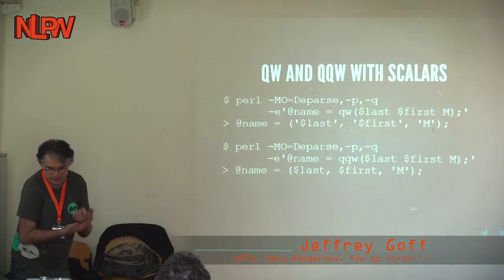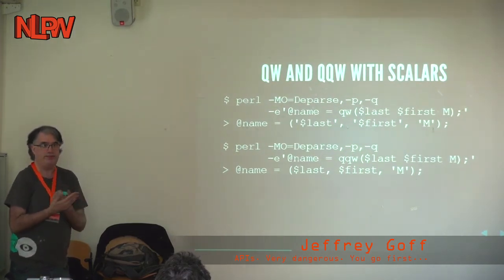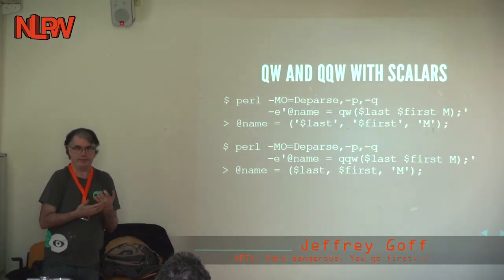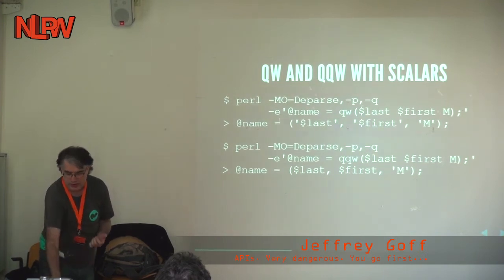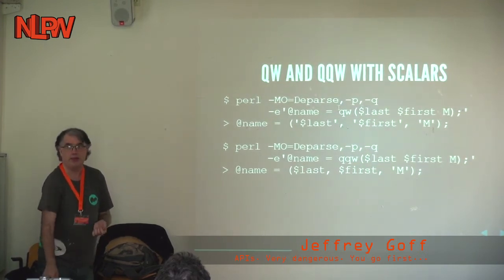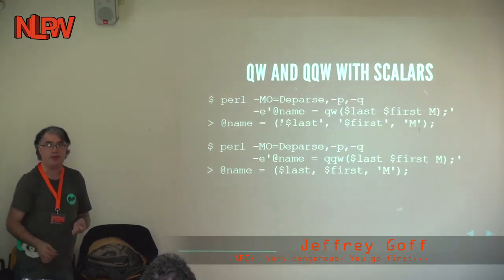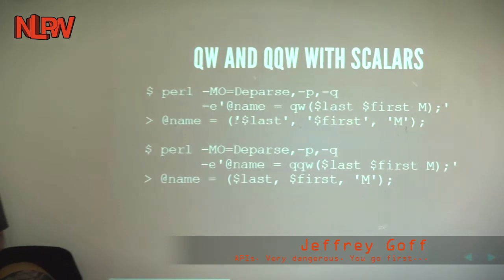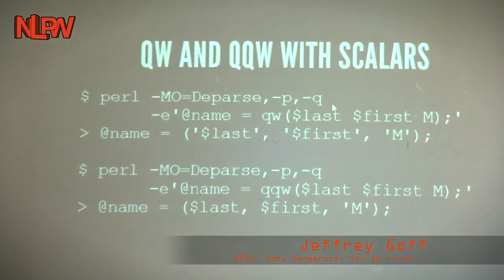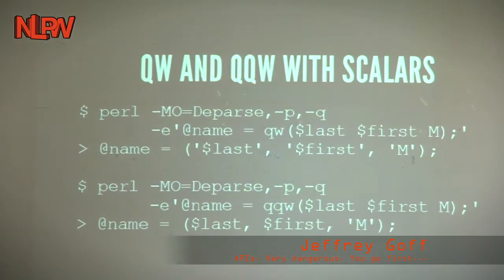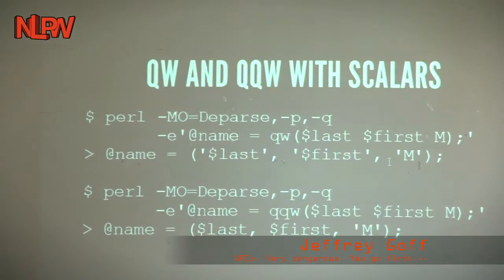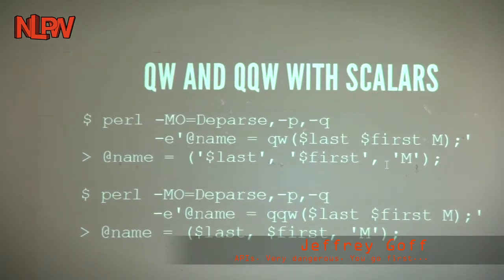So looking at QW and QQW, here's how it will look. Here's how QW right now operates. You need the dash P in order to see the parentheses when you look at your dparse output, and the dash Q to see the single quotes around the entries. Otherwise, you get back what you have in the Perl.